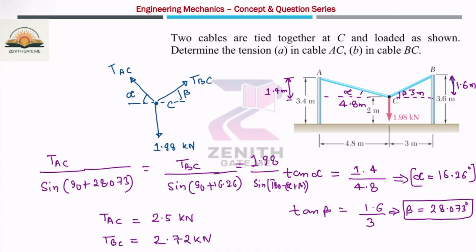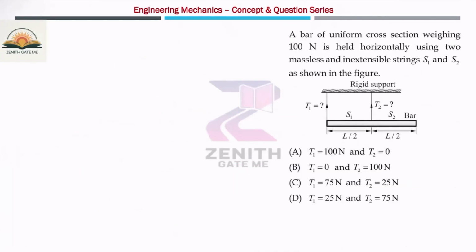So you got these values, 2.5 as well as 2.72. This question was asked in the GATE exam only. A bar of uniform cross section whose weight is 100 Newton is held horizontally by using two massless and inextensible strings. So this is basically a bar whose weight is given as 100 Newton that is balanced by the two strings.